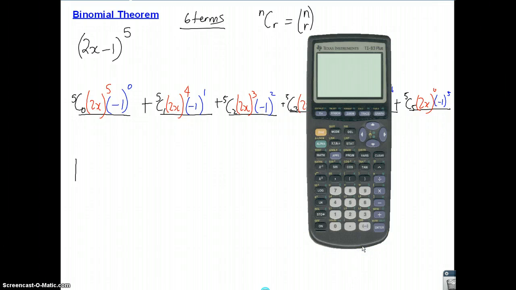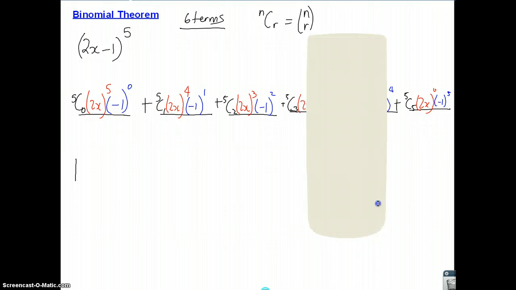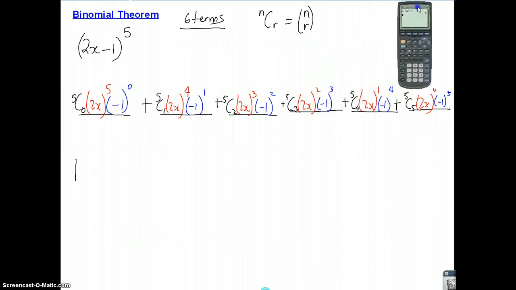Alright, so if I want to do 5C1, I enter my 5. Oh, better turn it on. Enter my 5. I go to my math and my probability menu, and I select nCr. 5 choose 1, and we get 5. So I can put that in over here. Let me shrink this back up again. I'll put him up there.